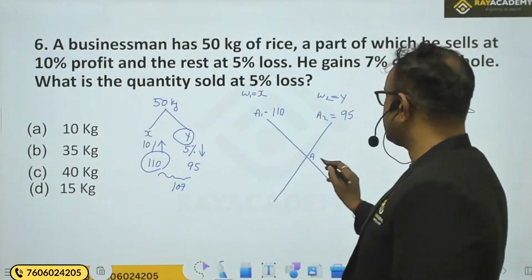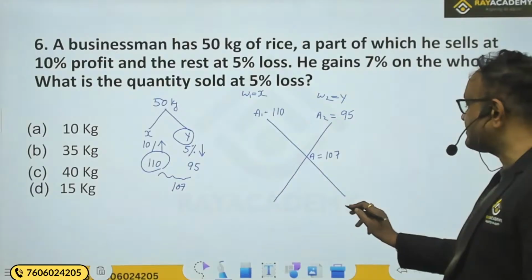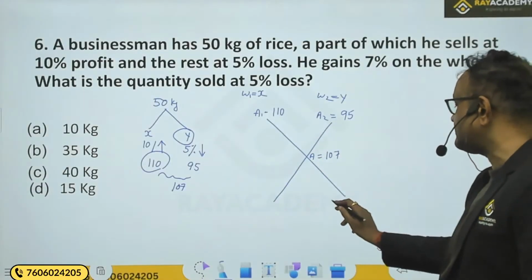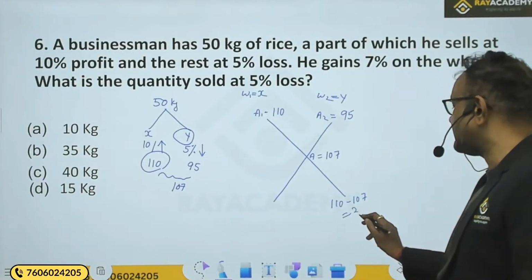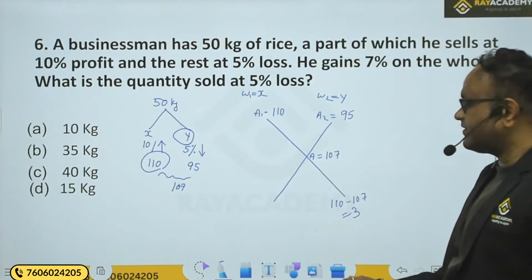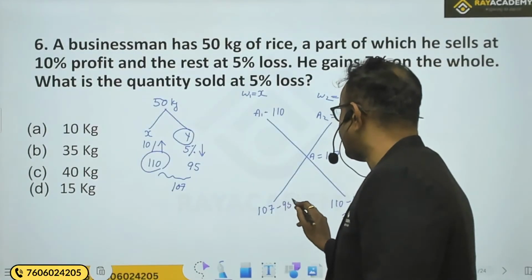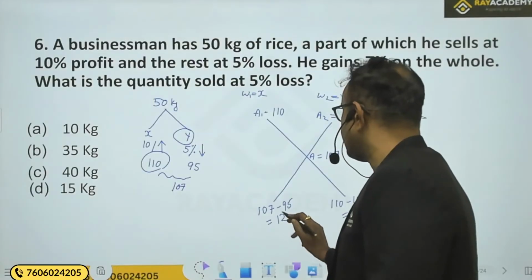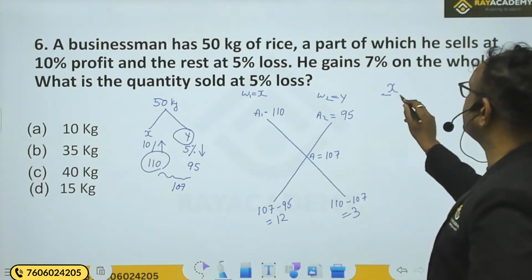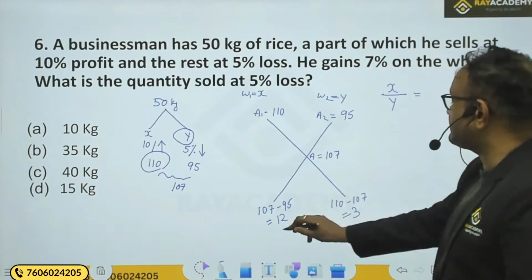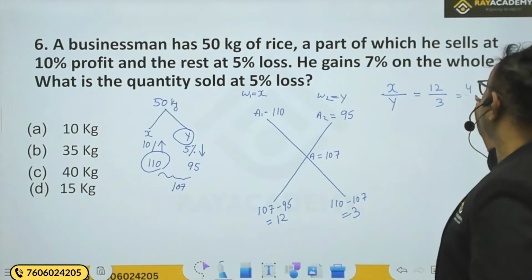And the total will be 107. The difference between 110 and 107 will be 110 minus 107, this is 3. The difference between 95 and 107 will be 107 minus 95, that is 12. Okay. Now you can put x by y, w1 by w2 equal to this difference 12 divided by this difference 3. So it is giving 4:1.